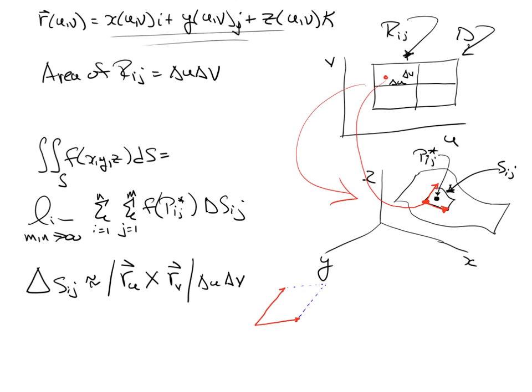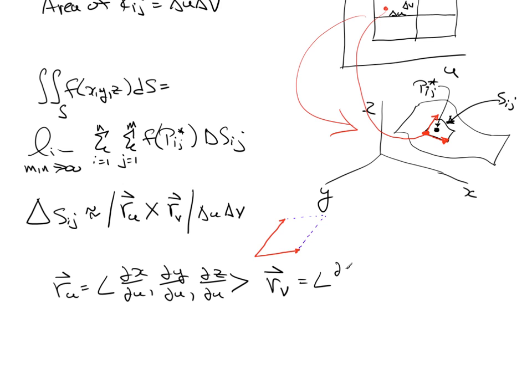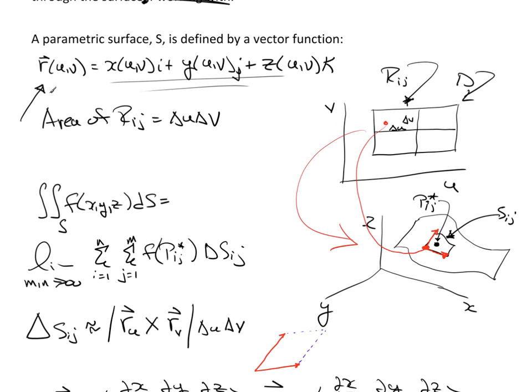And just as a real quick reminder, the partial with respect to u is going to be the vector of the partial of the x component with respect to u, the partial of the y component with respect to u, and the partial of the z component with respect to u. And the partial with respect to v is going to be the partial of the x component with respect to v, the partial of the y component with respect to v, and the partial of the z component with respect to v, where again r is my parameterized surface that I defined up here.